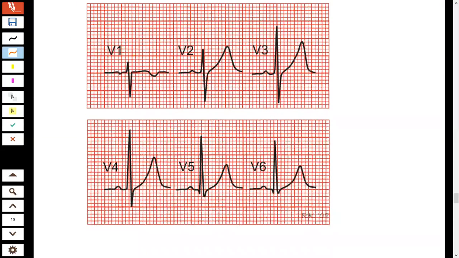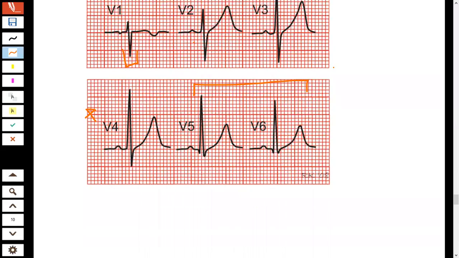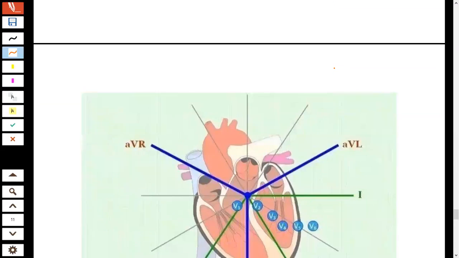Here you can easily see V1 is more negative. V2 and V3 are sort of isoelectric, and V4 is more positive. V4 shows a more positive QRS complex, and it is the same with V5 and V6. That means the ventricles have reached maximum depolarization at the level of V5 and V6. These are all the limb lead and chest lead placements.